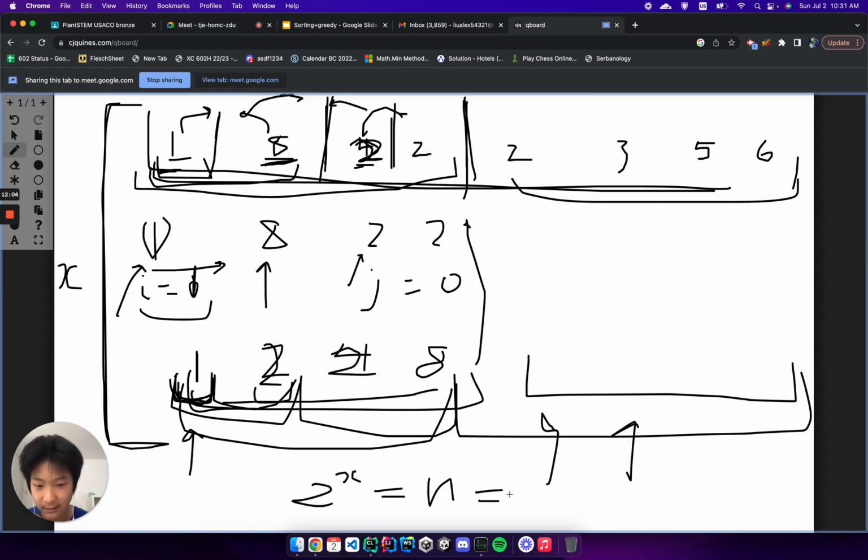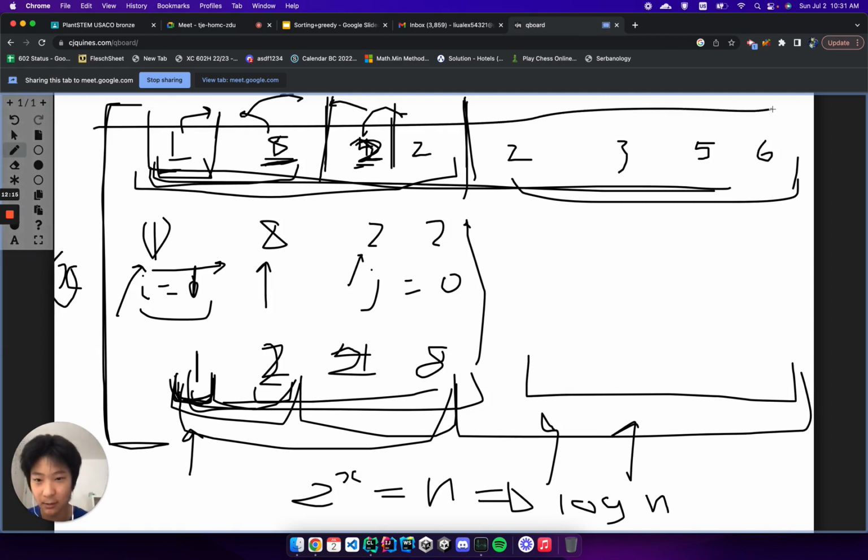Which means that x is just log of n. And so we know the depth is log of n. And we know the width part is like O of n. So the total complexity will be n log n. Does that make sense?